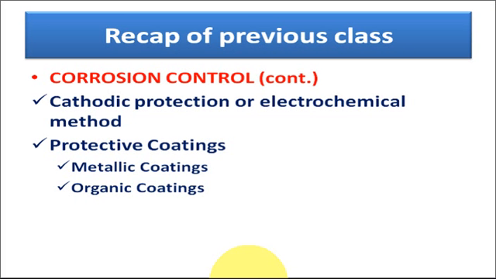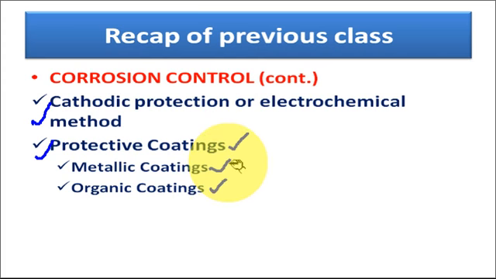In the previous class, we completed unit 3, corrosion and its control. In the last class, we discussed two important methods for corrosion control: cathodic protection or electrochemical method of corrosion control, and protective coatings. In cathodic protection, we learned about two methods, sacrificial anodic protection and impressed current cathodic protection. Then we discussed the various types of protective coatings, which include metallic coatings and organic coatings.